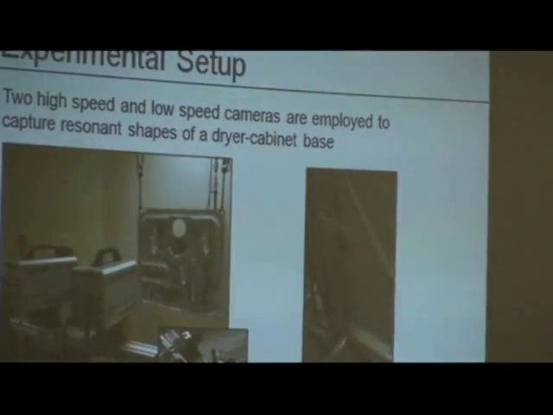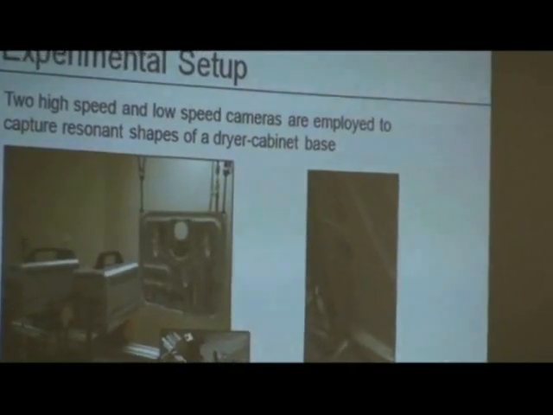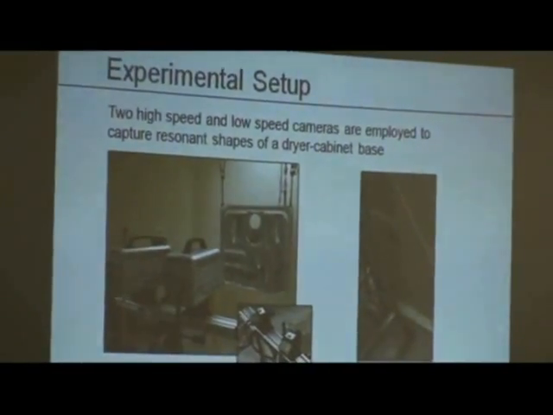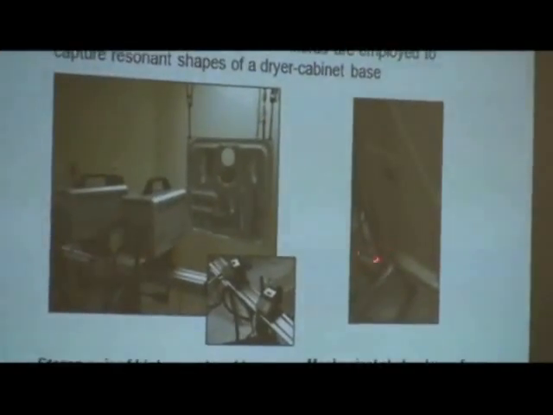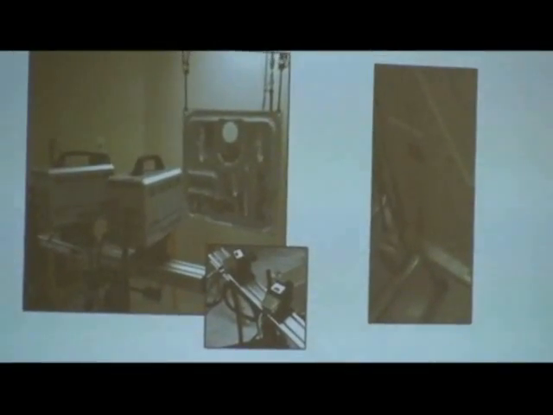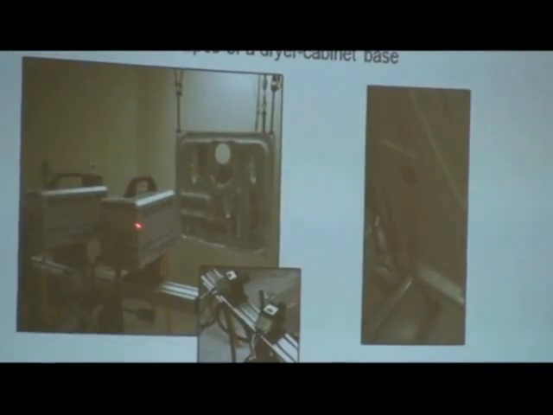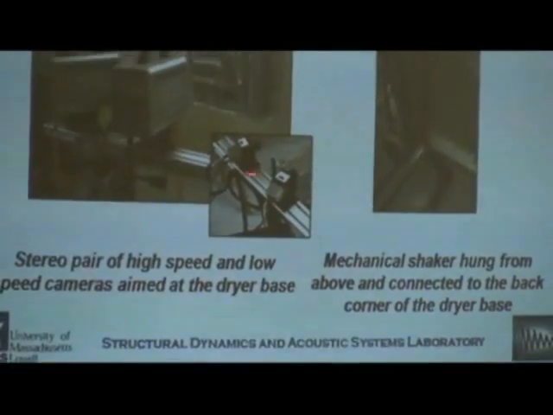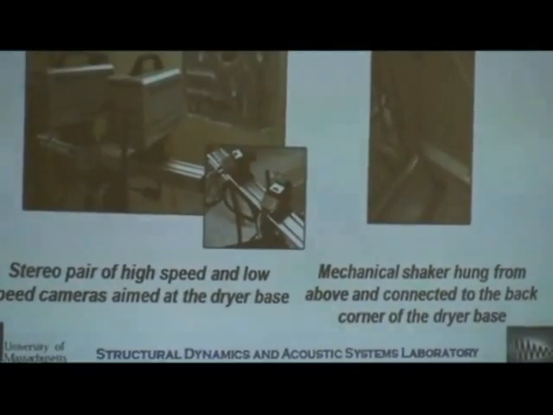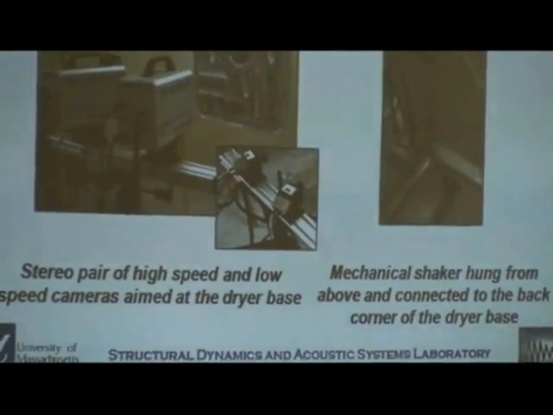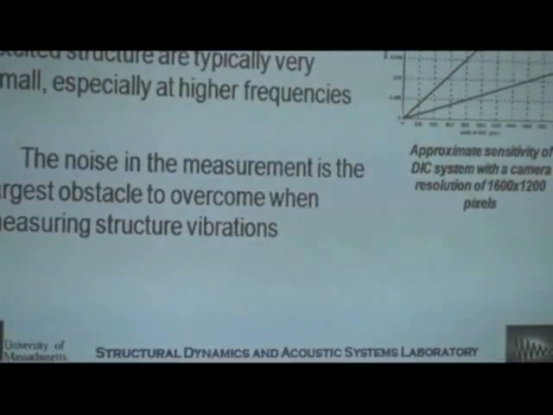So maybe a less interesting structure is a dryer panel. This is a dryer, and we patterned it. We're using a pair of high-speed cameras, and we have a mechanical shaker here that we're exciting it with. We wanted to look at whether we can use high-speed cameras and low-speed cameras, and compare those results. The low-speed cameras are fairly inexpensive. These high-speed cameras are quite expensive, so we'd like to be able to use this technique with the cheaper ones as well.